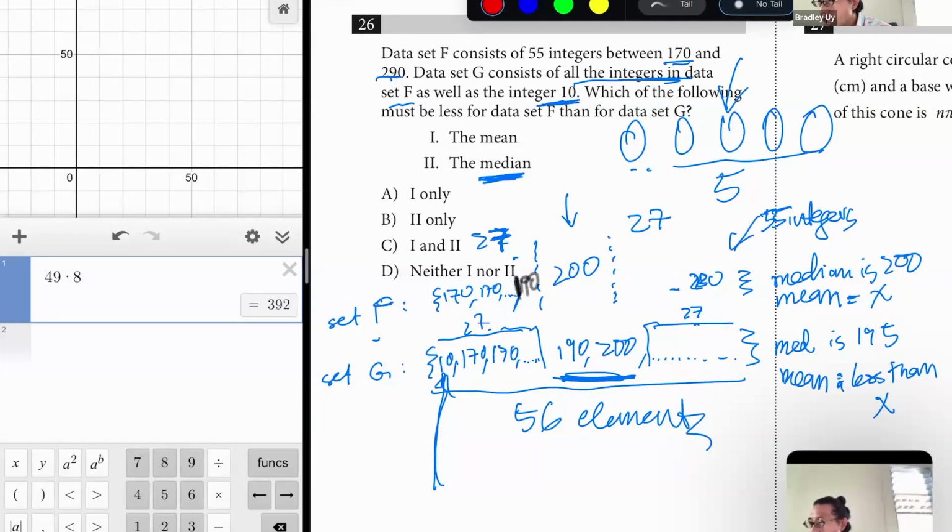what is less in F. Is there anything less in F? Reading this the first time, I made a mistake. I thought they were talking about G, but they're talking about F. Is anything in F less? Well, the median of F is greater than this, and the mean of this is greater than this. To answer that point, no. There's nothing in F that is less. Which of the following must be less in data set F? That would be neither 1 nor 2. The correct answer here is D. Okay.